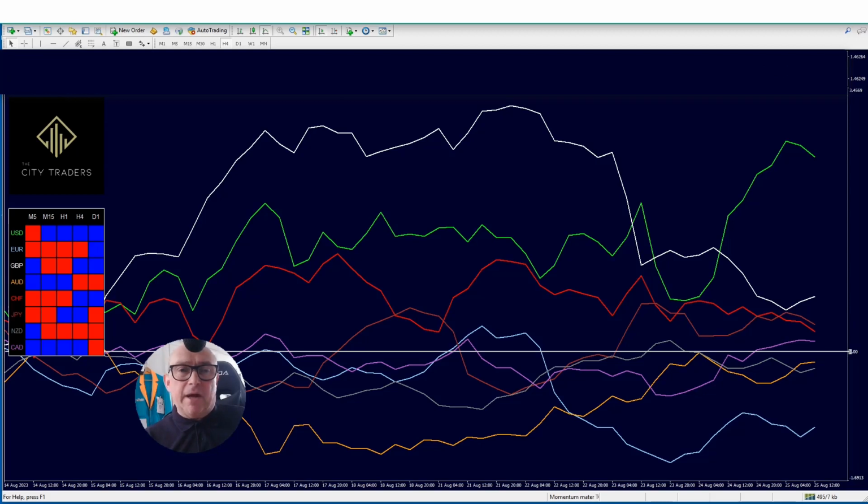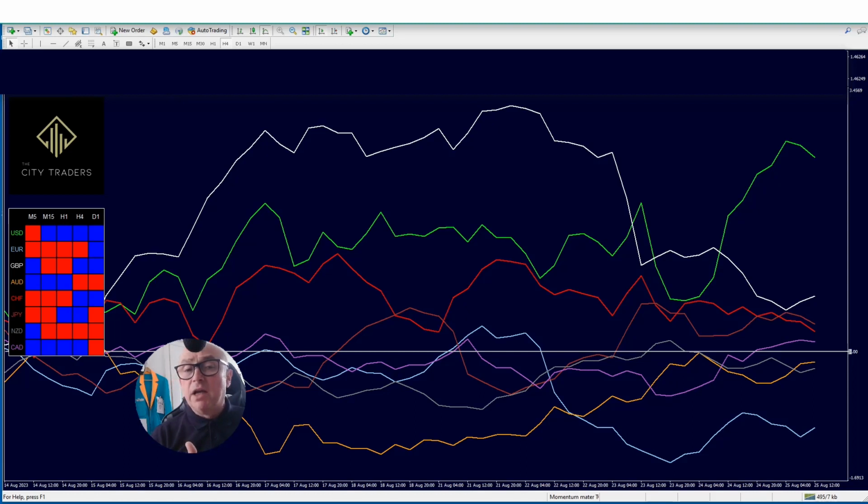Okay, so this is my currency strength meter. I call it the momentum meter. Basically, it shows me the momentum behind each currency. I actually had this one coded up for me over 15 years ago, not long after MetaQuotes MT4 hit the world. But basically, it tells me what currencies are strong and what currencies are weak. I've adapted it slightly over the years.